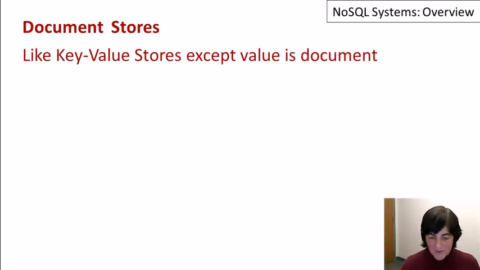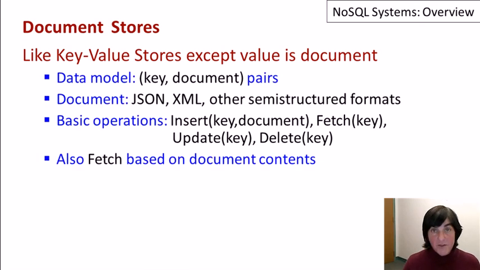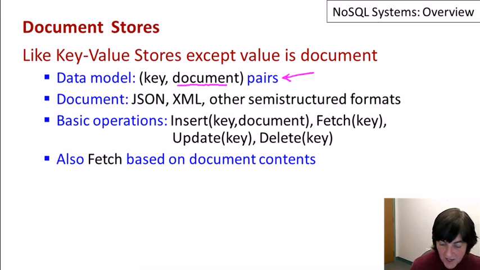Now let's talk about document stores. Actually, document stores are very much like key value stores, except the value itself is a document. So the data model is key document pairs, and what's interesting now is that the document in document stores is typically a known type of structure.